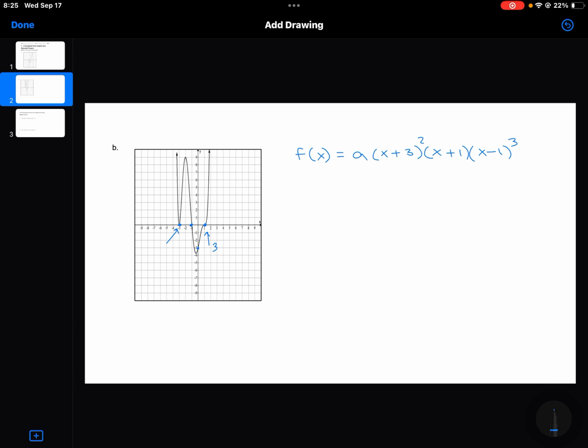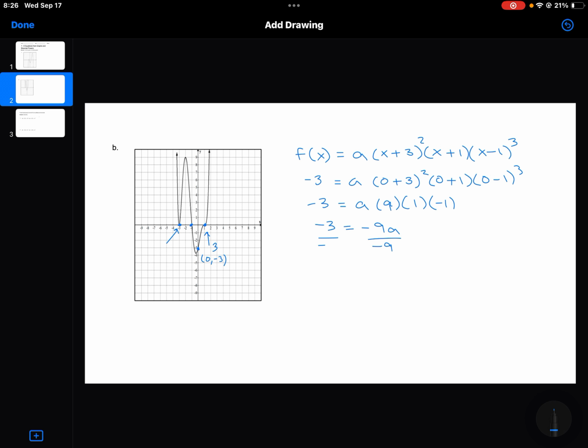This function happens to have the same y-intercept, 0, -3. And then I'm going to put in -3 for my f at x, 0 for all my x's on the right-hand side. And then I'm going to simplify. So I've got -3. And let's see, I've got 3 squared is 9 times 1 times -1. And then I can see that I've got -3 is equal to -9a.